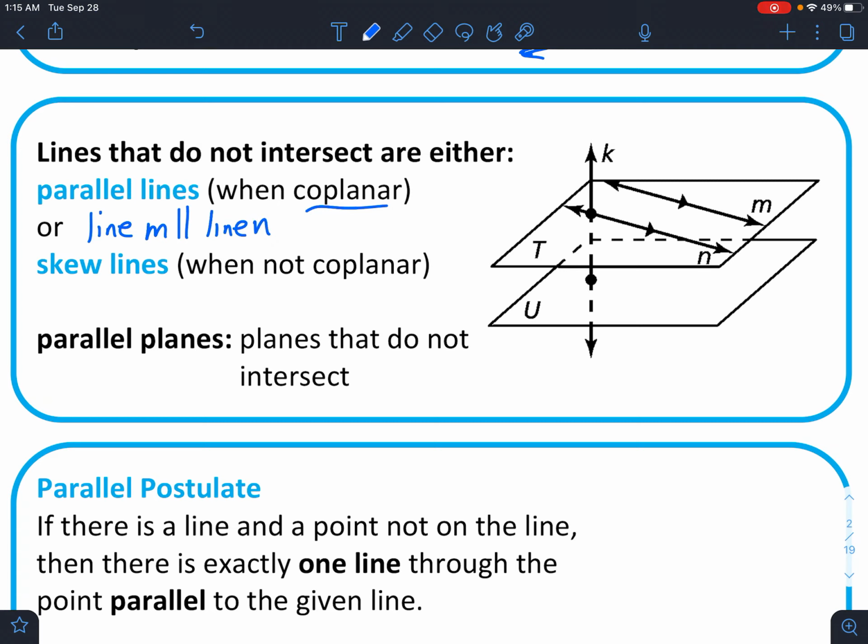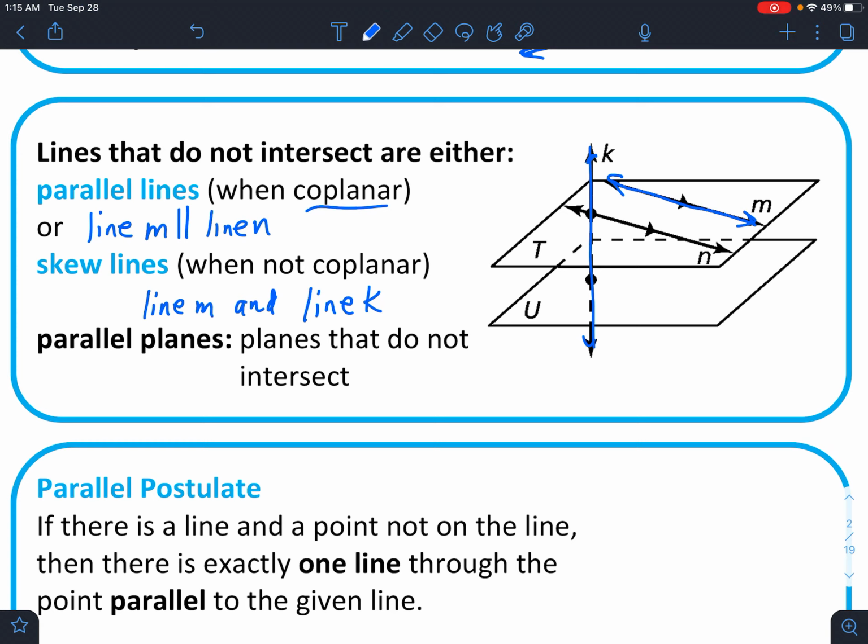And then we have skew lines. The skew lines are ones that are not in the same plane, and they just don't ever connect. And so you'll notice that K right here and M, they're not in the same plane, and it looks like they'll never connect, just the way they're oriented. And so those would be called skew lines. And so we'll say line M and line K.